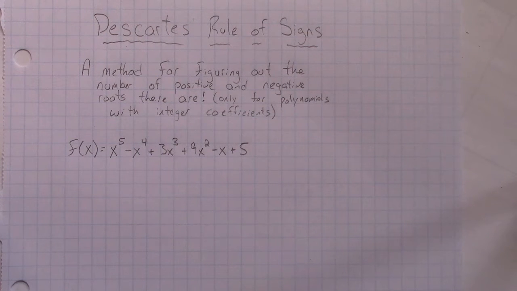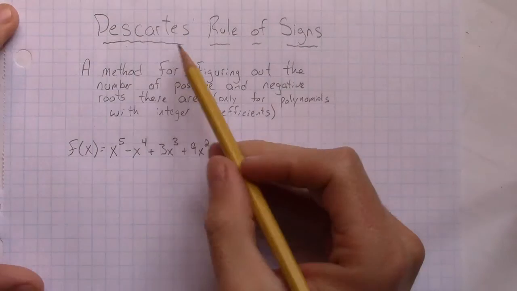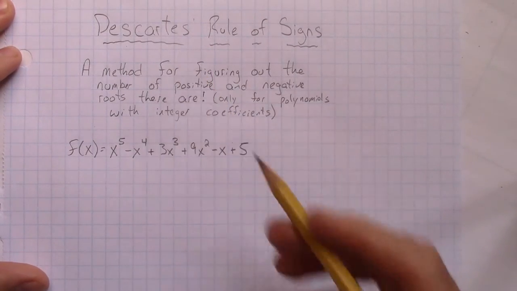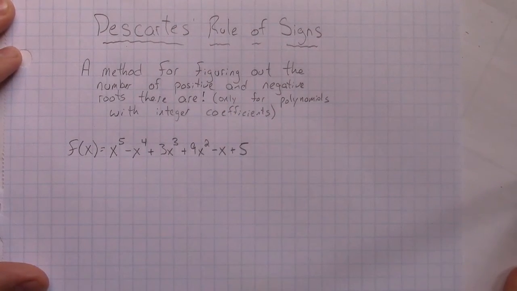All right, so we're going to talk now about a method for figuring out how many positive and negative roots there'll be, right? Descartes came up with this, and this was, what was that, like a couple hundred years ago, a few hundred years ago, 1600s?